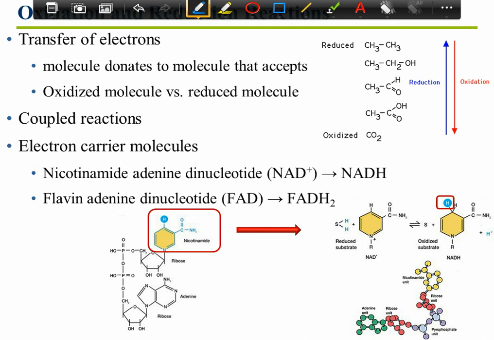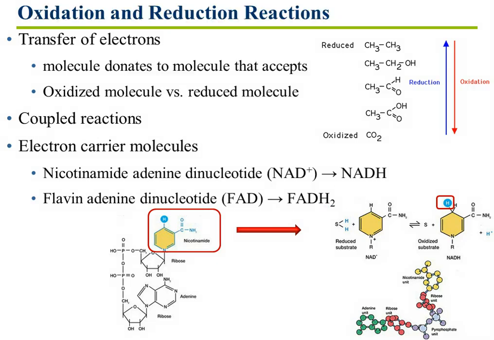Okay, the other carrier is FAD, and FAD will pick up 2 electrons, 2 hydrogens. Those are the 2 major carriers.